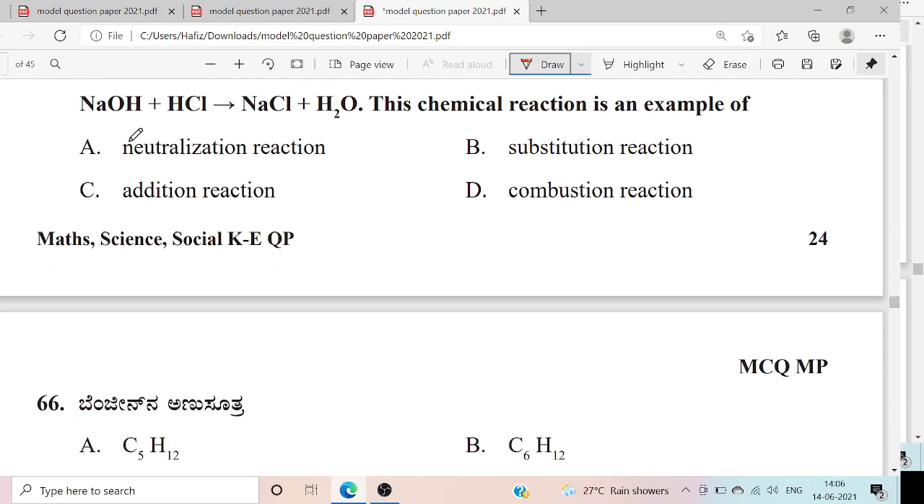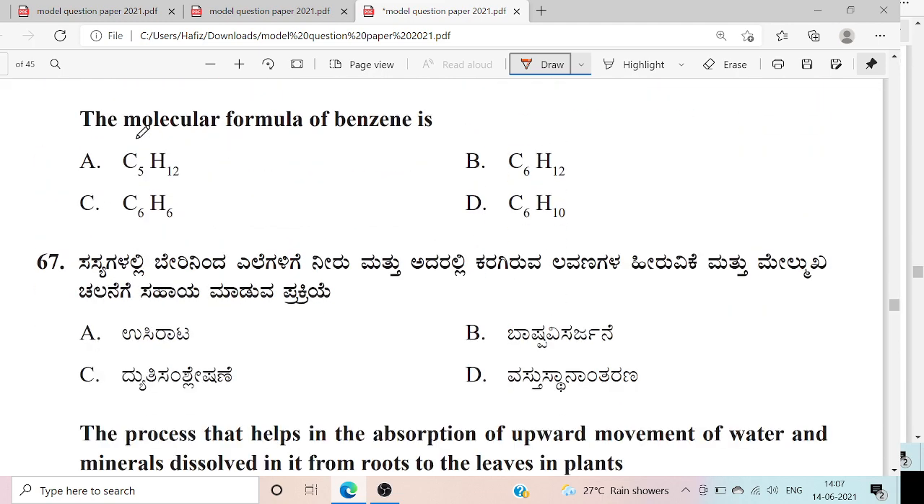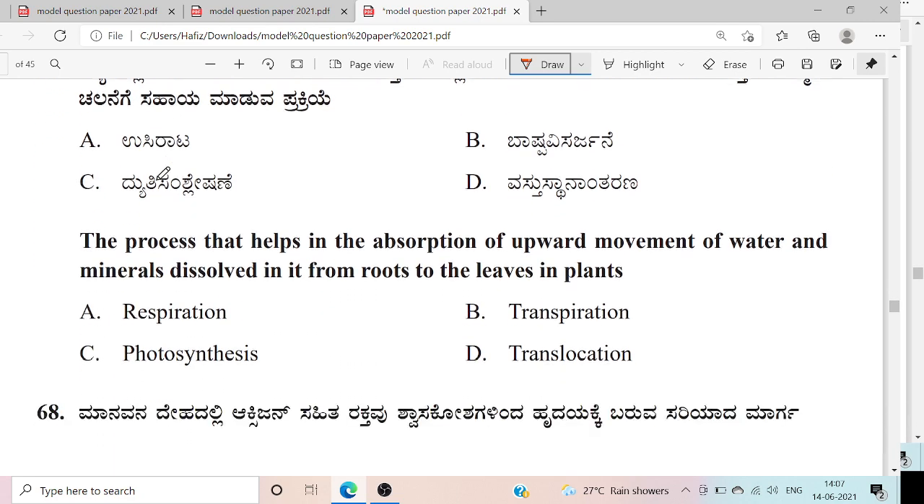Next question is on your screen. NaOH, that's a base, plus HCl, which is an acid, react to form salt and water. This is an example of which reaction? Yes, when an acid reacts with a base to form salt and water, it is an example of a neutralization reaction. Now the molecular formula of benzene is C6H6. You all have to remember that.